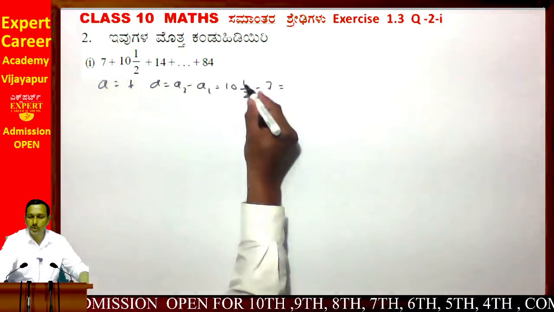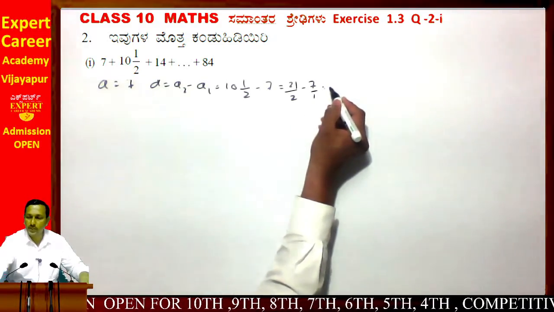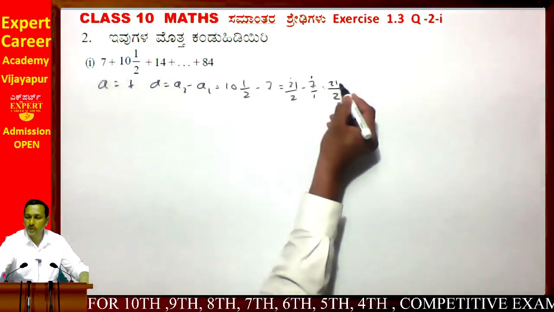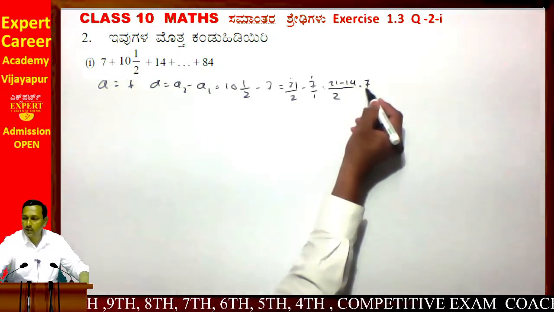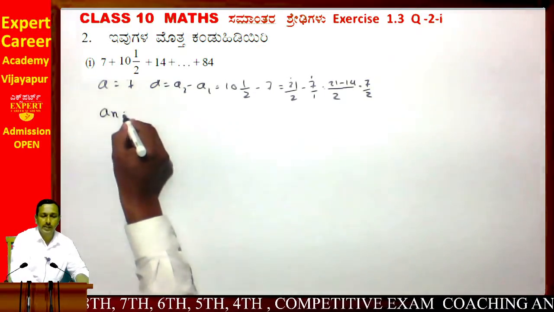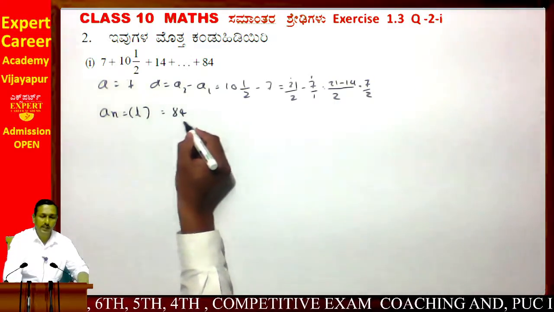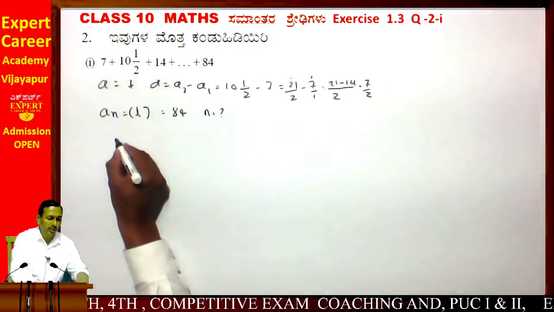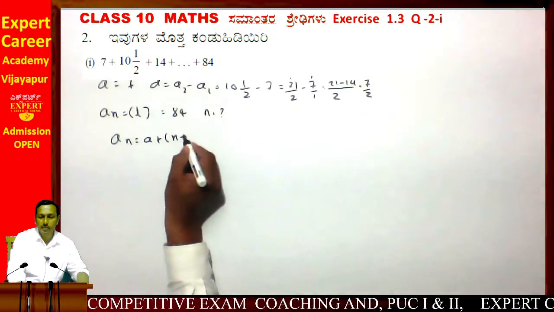Taking the LCM, 10½ is 21 by 2 and 7 is 14 by 2. So 21 minus 14 is 7 by 2. So the difference is 7 by 2. An equals the last term, 84, and n equals question mark. The formula is AP: an equals a plus n minus 1 into d.